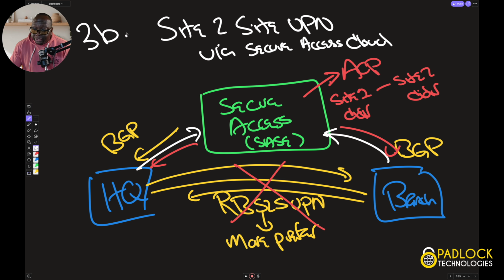So that's it. You've seen all the use cases: secure internet, RAVPN as a service, and ZTNA are the main ones, and the bonus one is site-to-site VPN using Cisco Secure Access or SASE.